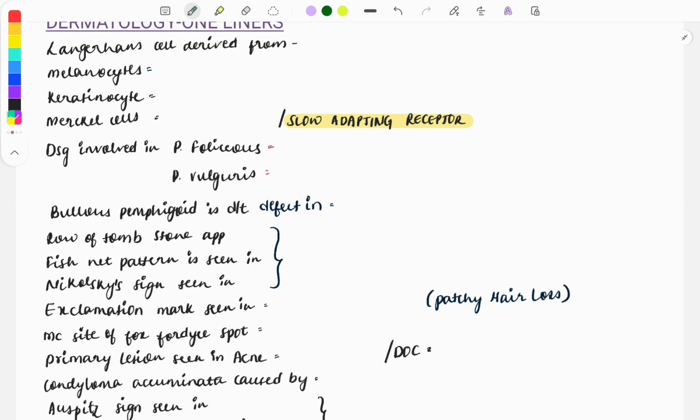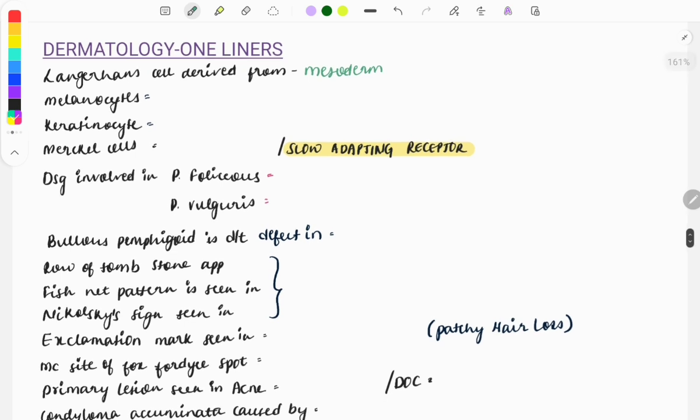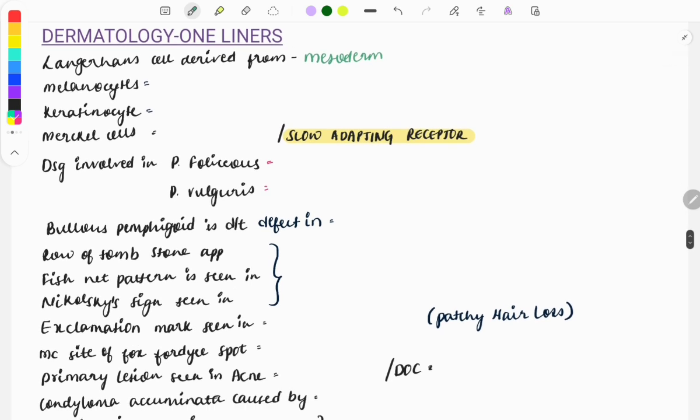Langerhans cells are derived from the mesoderm. ठीक है, तो I would say before starting ki you should know all the layers of the skin, that is the epidermis. Epidermis consists of 5 layers and then the dermis, and in between them there is the basement membrane zone. Then in which layer what cells are present. So it is basic knowledge which you should know from dermatology, and if you know this, then you will be able to solve a lot of questions.